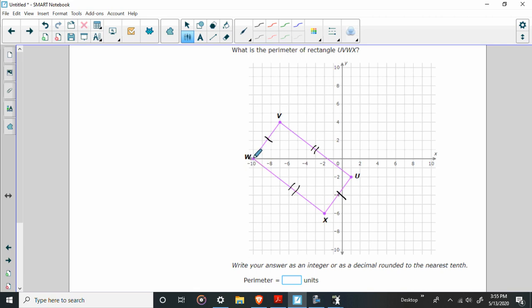So if I want to find WV, 1, 2, 3, 4, 1, 2, 3. Oh, look at that. Isn't that handy? If that's 3 and that's 4, then that means this is a 3, 4, 5 right triangle, and the opposite side is also congruent. What that also lets you know is that if I go up 4 over 3 here, then this is going to be a 3, 4, 5 right triangle here.